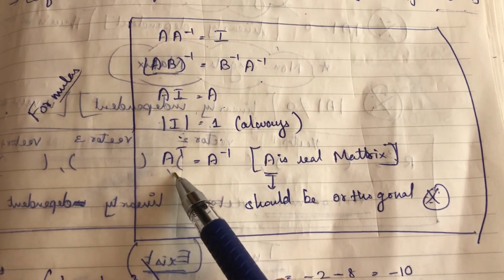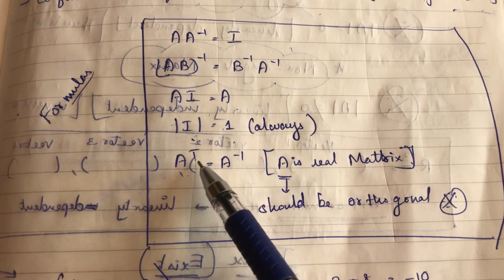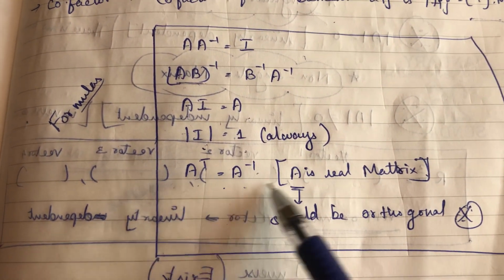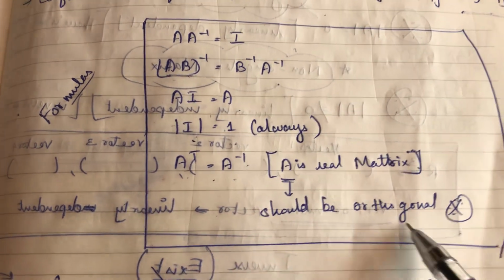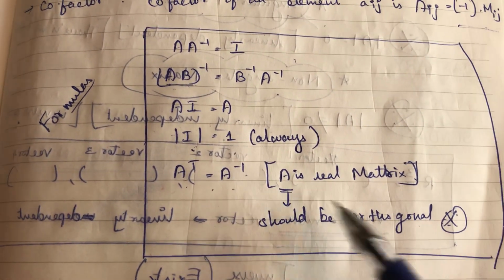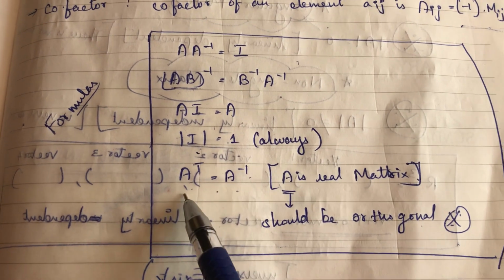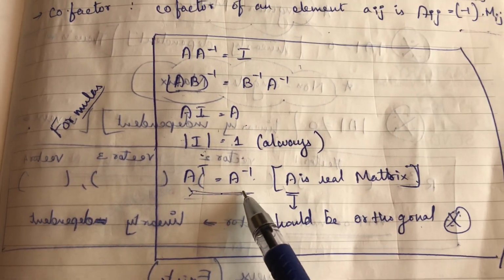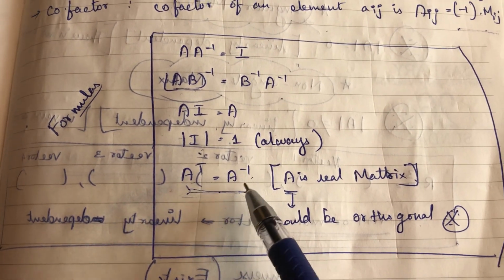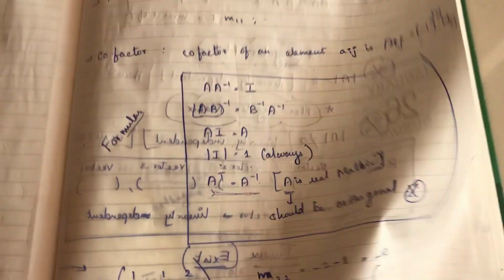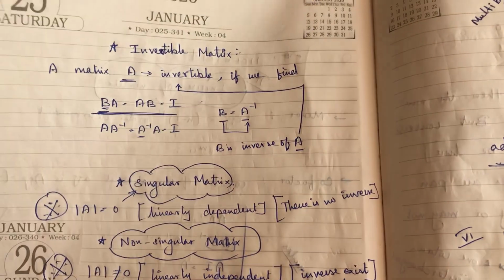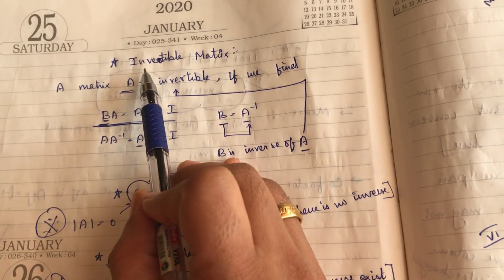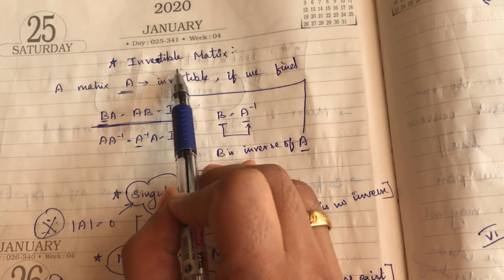So the next thing is A transpose. A transpose equals A inverse. When this condition holds, A is an orthogonal matrix. If A is said to be orthogonal, we can directly use this: A inverse is equal to A transpose. That's it.